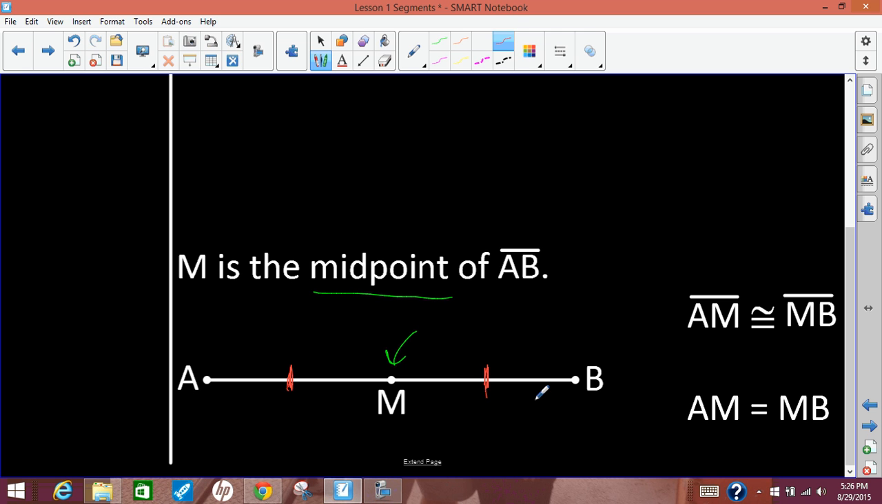And if I know two segments are congruent to each other, then I know that their lengths are equal. So we'll use the congruent symbol when we're talking about segments, just their size and shape. And we use the equal symbol when we're talking about their lengths. So here, segment AM is congruent to MB, and that means that the length of AM is equal to the length of MB. So the midpoint, again, divides that segment up into two equal segments.